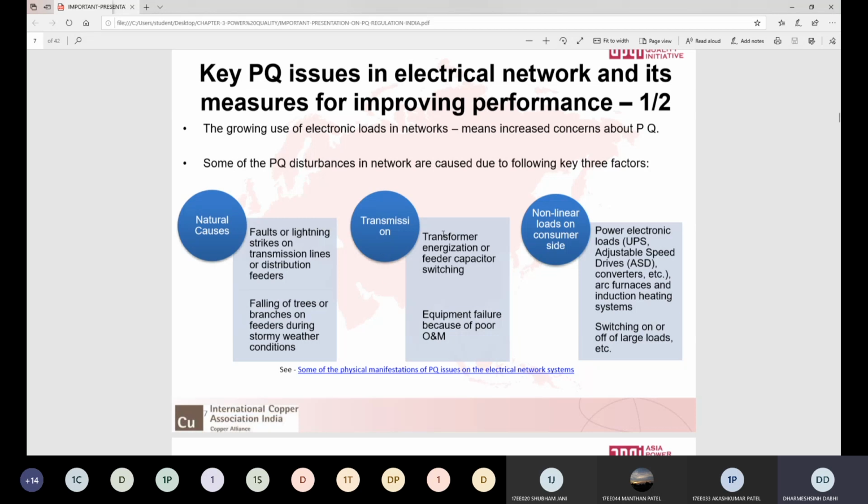Another problem created in the transmission line is transformer energization or feeder capacitor switching. That creates an impulsive or oscillatory transient in the system. Another problem is failure of equipment because of poor operation and maintenance of the equipment. At the receiving side, the consumer side, non-linear loads like UPS and adjustable speed drives also create power quality problems, basically harmonics. Clear? In the same way, switching of the loads also creates problems.